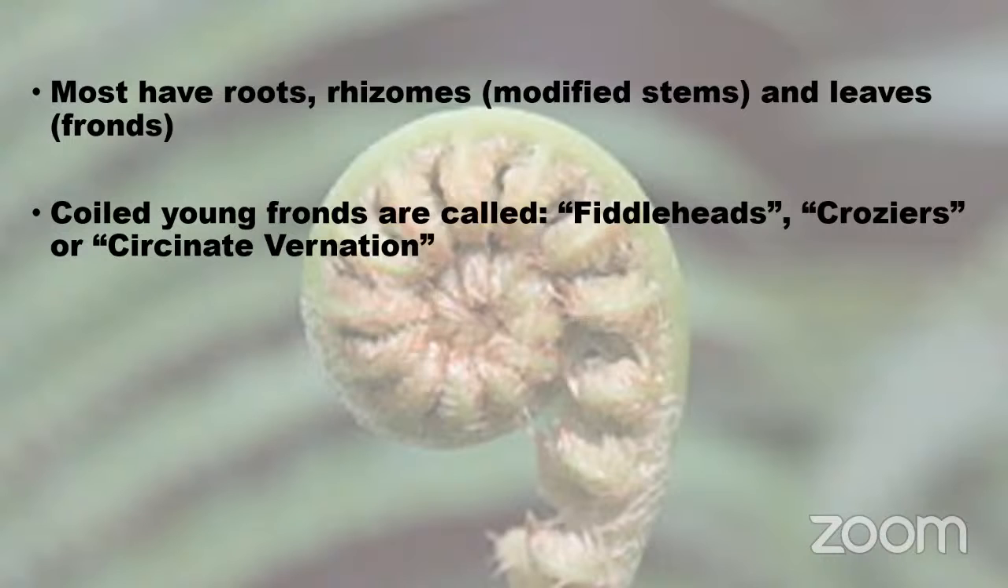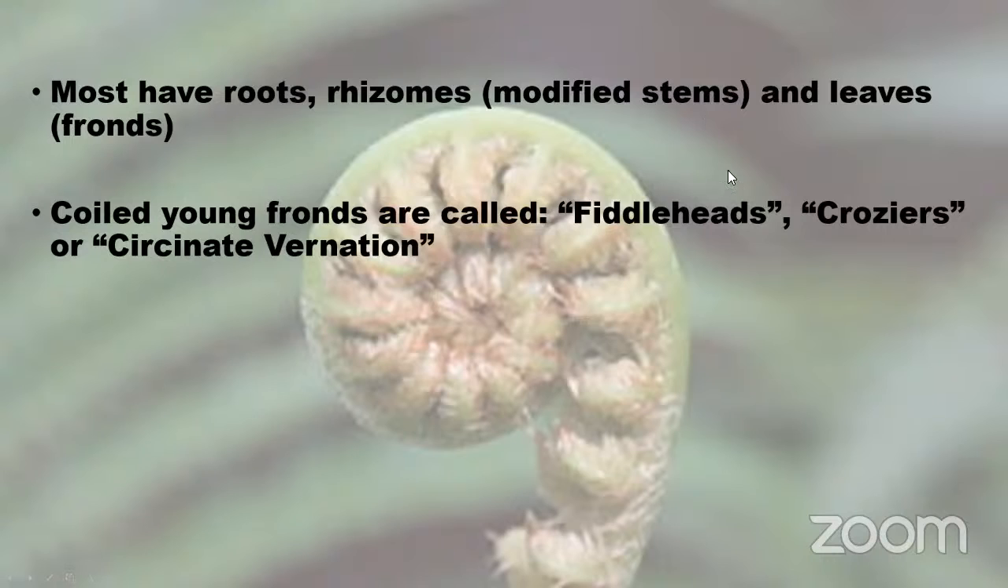Coiled young fronds, like this one in the background here, have special names as well. So we'll often refer to them as fiddleheads. A fiddlehead fern is not a type of fern, it's not a species of fern. It's telling you the life stage of that fern frond: it's young and growing and unfurling.